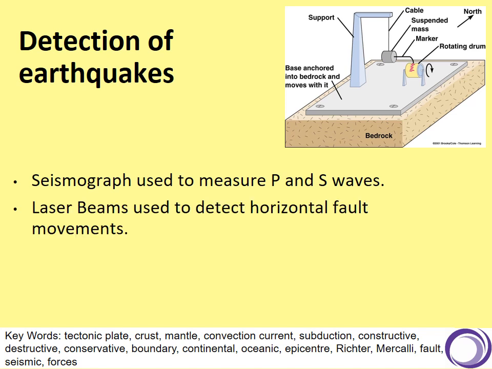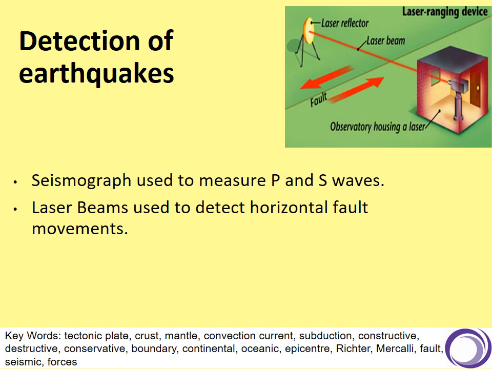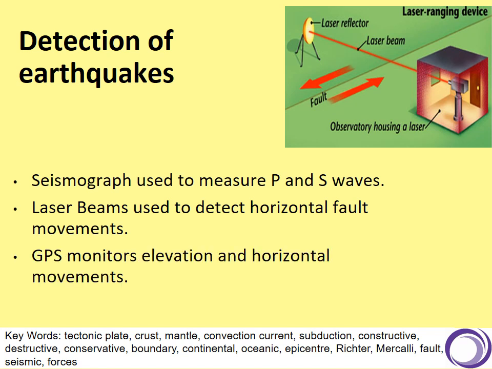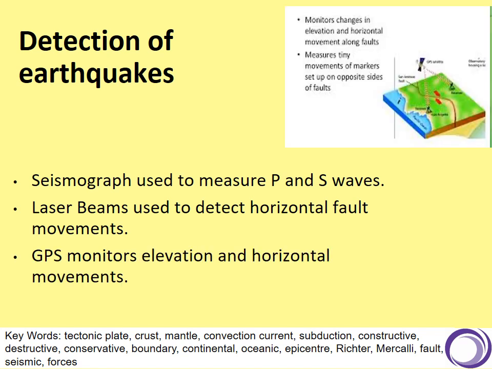We can also use laser beams. Now they're used to detect horizontal fault movements. So places like the San Andreas Fault, they actually have laser beams set up with a reflector, and if that beam gets disrupted, it means that there's been movement. We can also use GPS monitors, so that's using satellites in space to look at the movement of the Earth's crust, both in horizontal and in vertical movement.